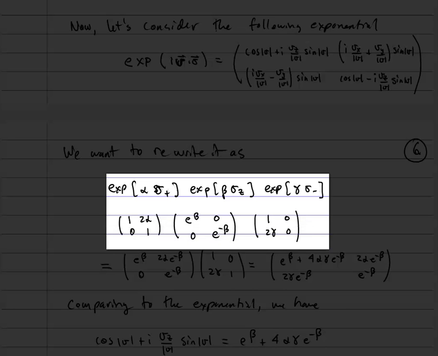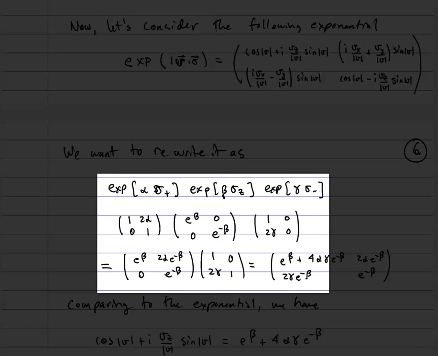We already calculated what e to the alpha sigma plus is. It's 1, 2 alpha, 0, 1. Exponential of beta sigma z is easy to calculate because it's diagonal. It's just e to the beta, 0, 0, e to the minus beta. Write out the power series and work that out if you're having trouble seeing that. And I see I have a typo here as well. Exponential of gamma sigma minus is 1, 0, 2 gamma, 1.